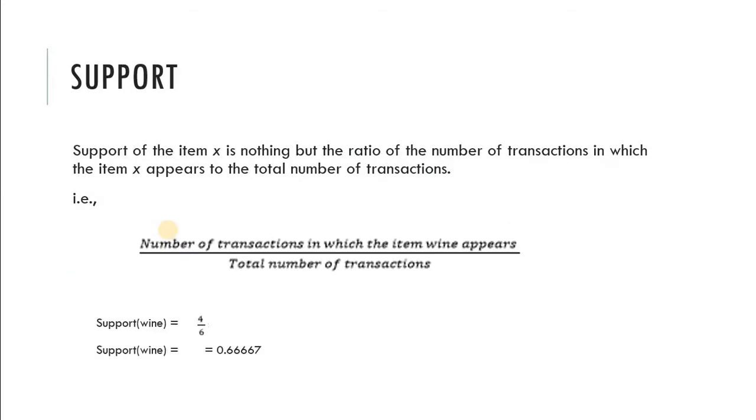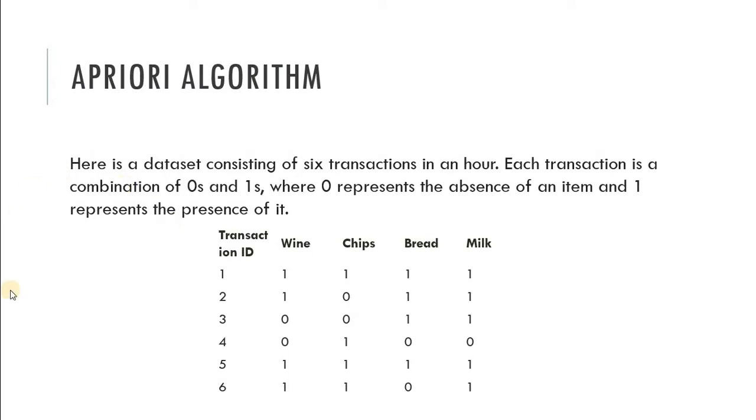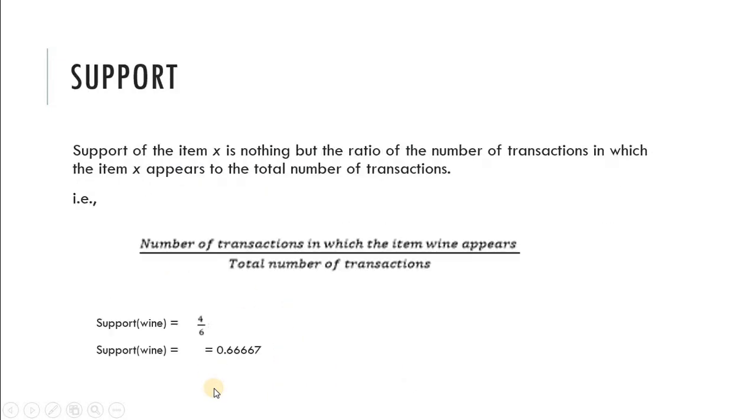The support of item X is nothing but the ratio of the number of transactions in which the item X appears to the total number of transactions. Here we will calculate the support of wine. In the transaction history, wine occurred 1, 2, 3, 4 times, and the total number of transactions is 6. So 4 divided by 6 is the support.